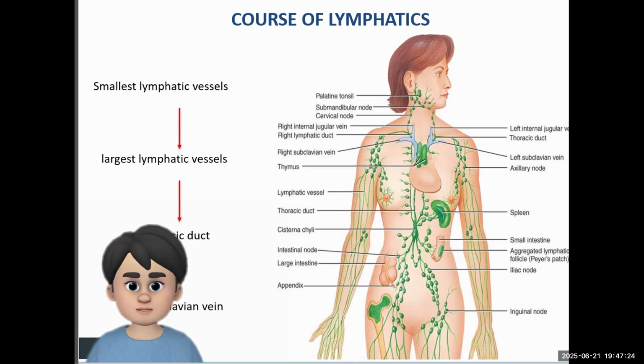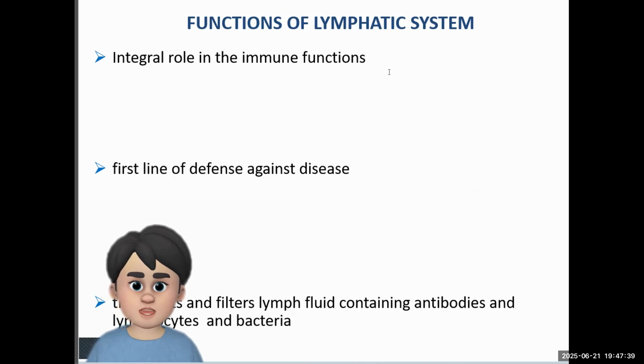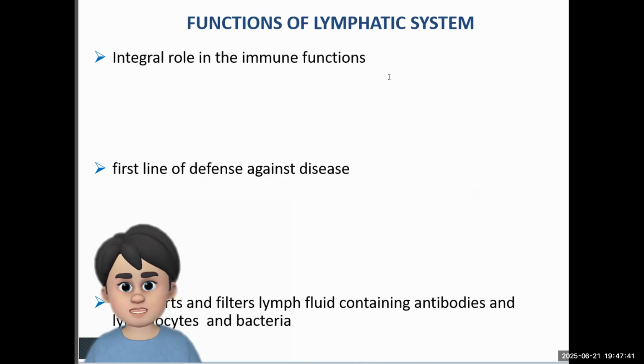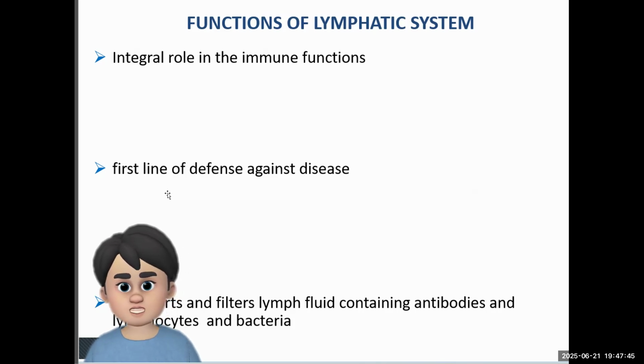subclavian. No, what is in the heart? What is the artery? This right atrium, right upper right. And the function of the lymphatic system is an integral role of the immune system. The first line of defense is to transport and filter lymph fluid containing antibodies, right?